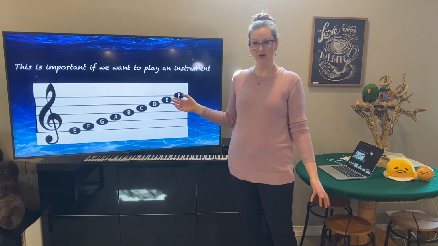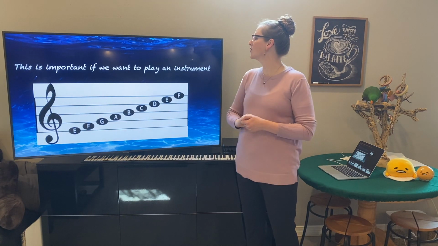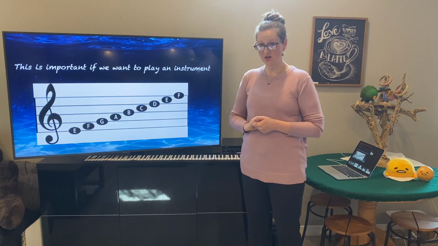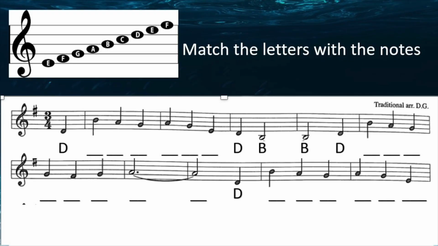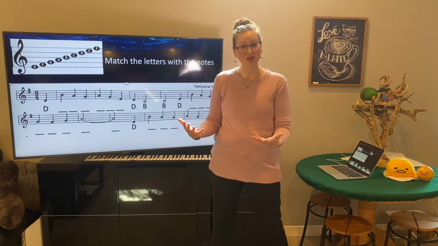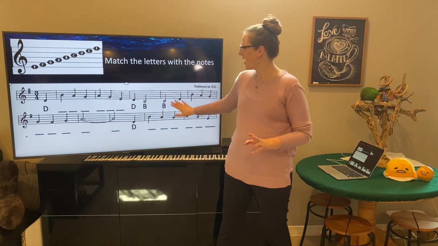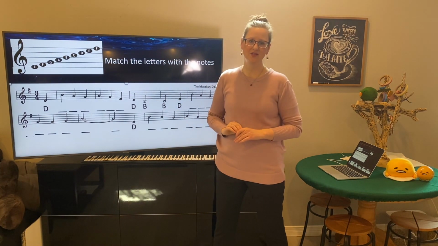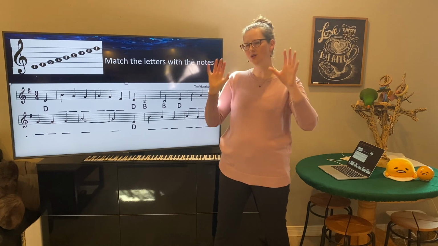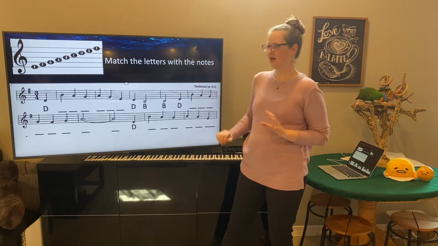Like I mentioned before, this is important if we want to play an instrument. So we have to have these memorized. Where we take part of our song, not all of it, don't worry, and we plug in some of these notes. All it is is a matching activity. If you think of it like that, you won't get so freaked out.